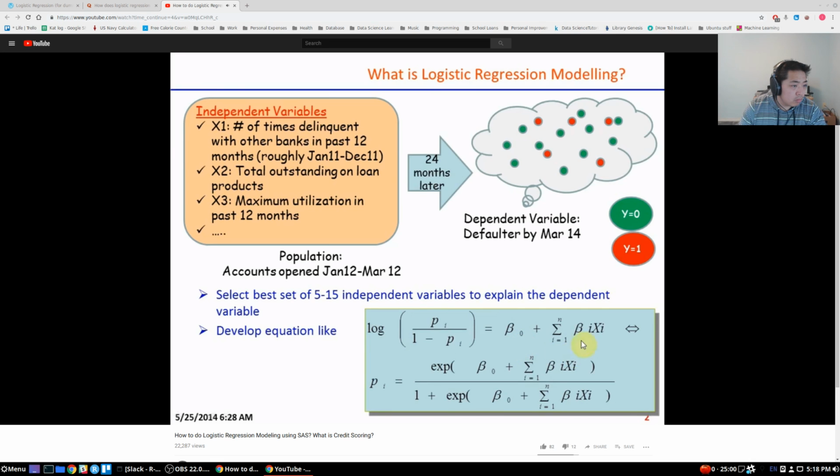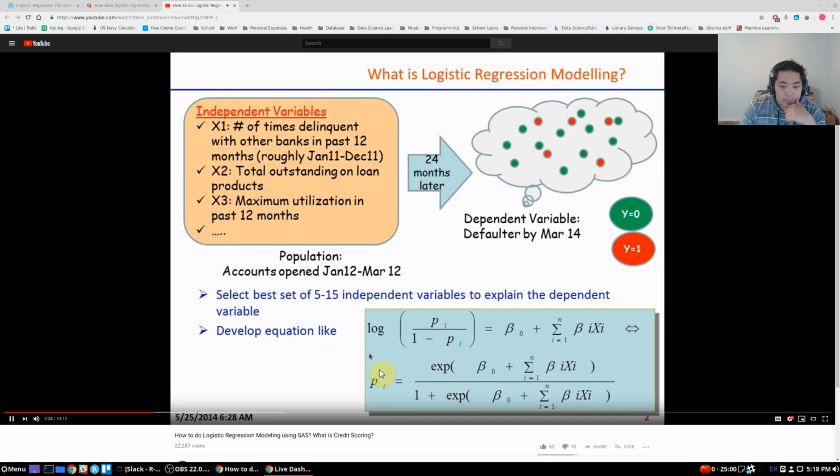Then here you have the intercept, and here xi is the independent variable and bi is the coefficient of the independent variable. If you have taken n independent variables, that's how it will come, and ultimately you will develop an equation like this, where essentially you are calculating the probability of 1.